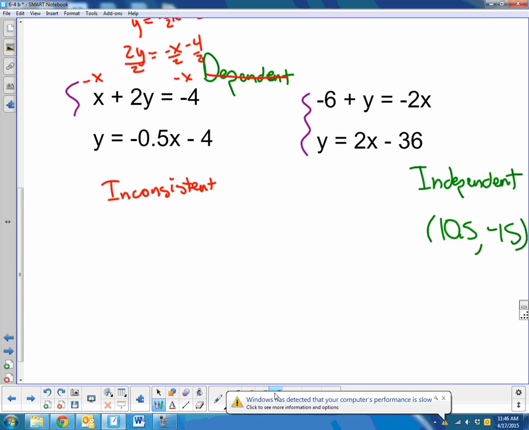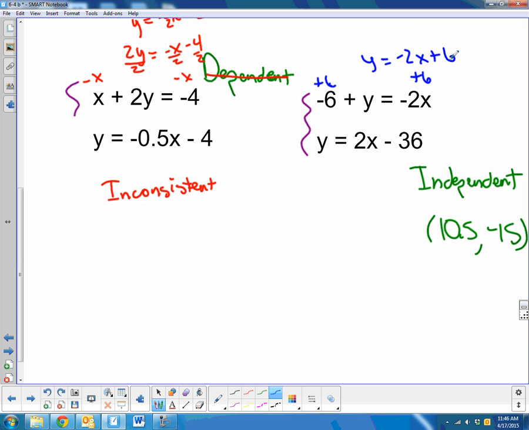And so before we do any substitution, before we try and solve for x and y, let's just see if they're parallel or the same line. So y is already by itself here, y equals mx plus b. That makes it easier. So we're going to look then at the top one. We got to get y by itself. So if I add 6 to both sides, I get that y equals negative 2x plus 6.